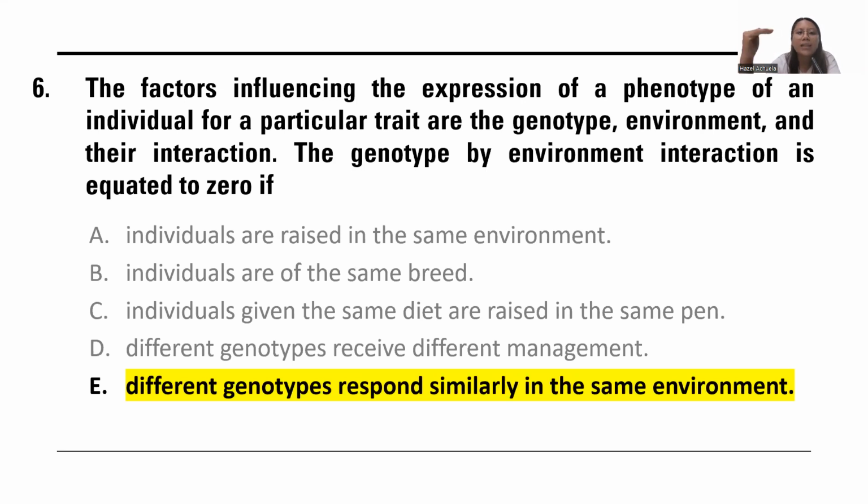Because our concern is the response. The only option with the keyword response in number 6 is letter E. Letter A, individuals are raised in the same environment, did not mention the genotype. Its only emphasis is the environment. It did not say whether they have the same genotype or different genotypes. What is the response? None. In A, B, C, and D, no response is described. No phenotype. In letter E, a phenotype is described. So letter E is the answer.